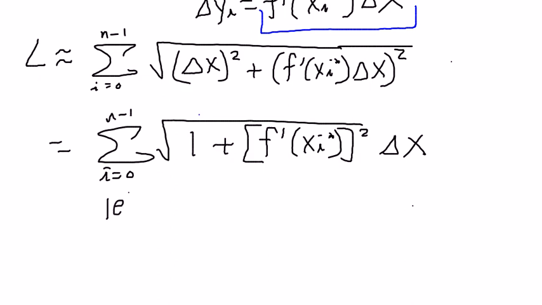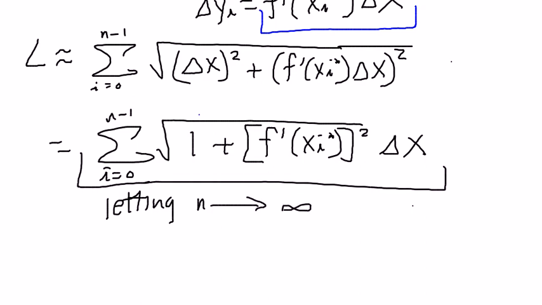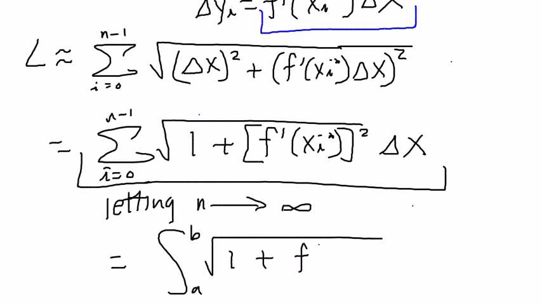Letting n go to infinity, well, this is just equal to the integral from a to b of the square root of 1 plus f prime at x squared dx. Okay? Awesome. So this is a good formula.